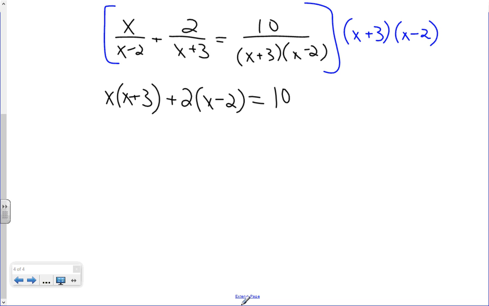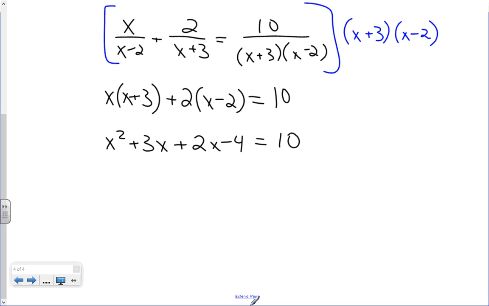All right, let's simplify this a little bit. On the left side here, we've got x squared plus 3x. If I multiply that out, do the same for the second part. I've got 2x minus 4. I multiply the second part out, and that's still equal to 10. So this is just a quadratic equation again.